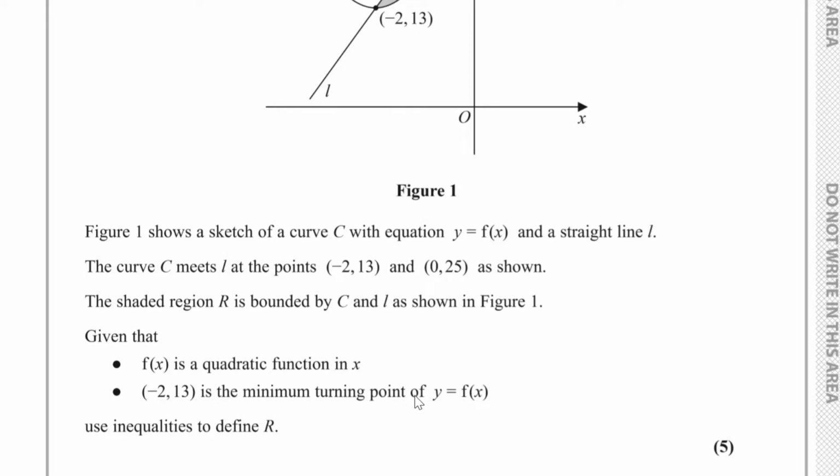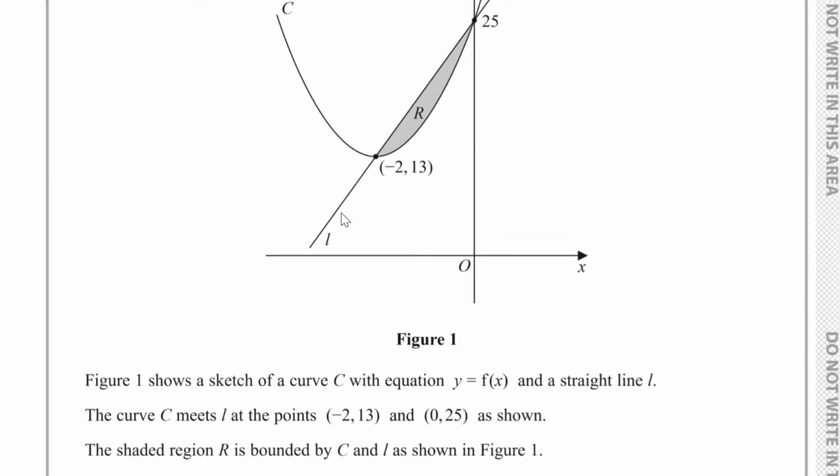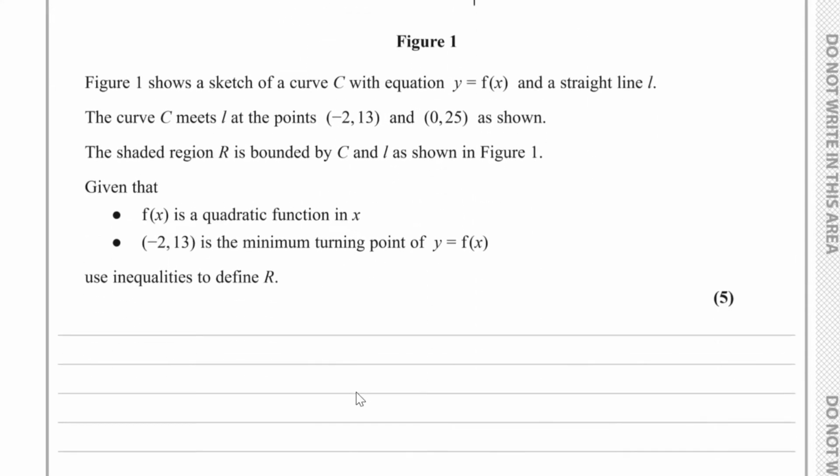So, first of all, if we take a look at this straight line L, we can use y equals mx plus c to find out the equation of L. So, if we use y equals mx plus c, first of all, considering this point 0, 25, we have 25 equals m, lots of 0 plus c. Of course, c is equal to 25.